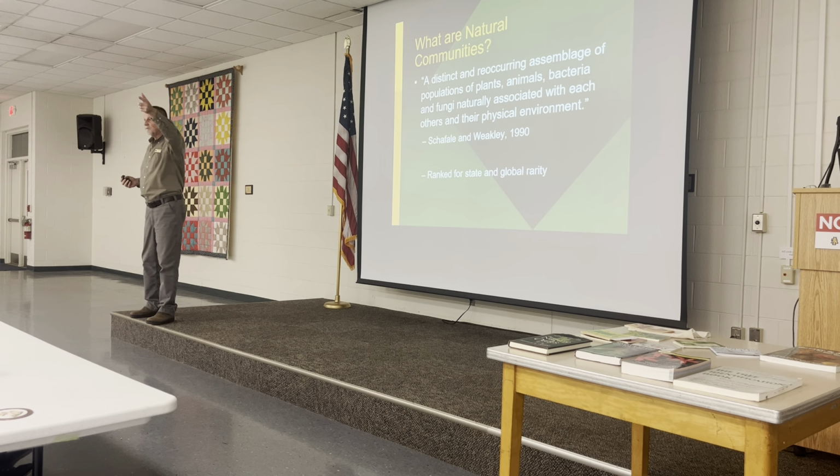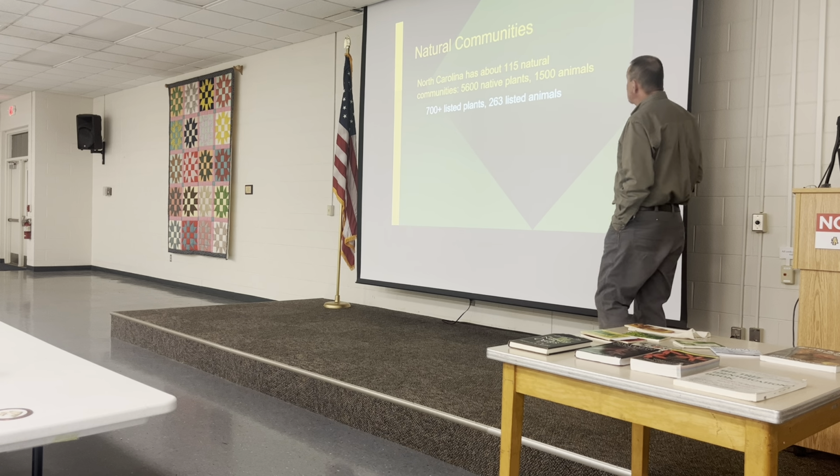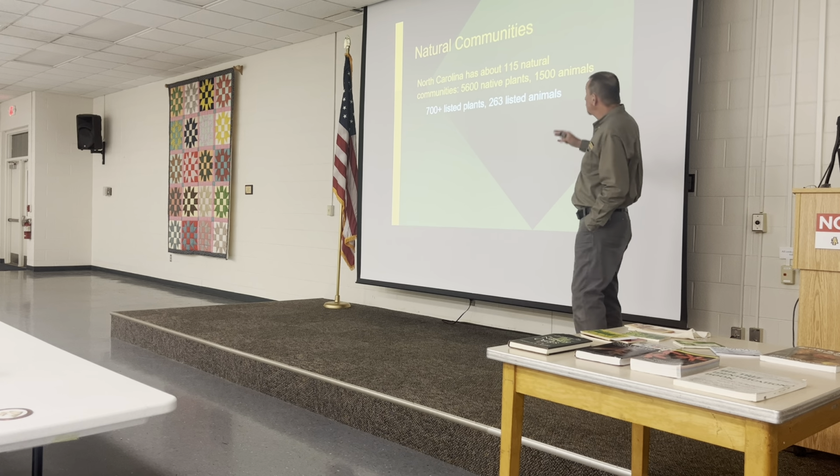So once you know what natural communities are, we can then start thinking about where do we go in the environment to forage for things that occur on the landscape. And it's not like wandering around the grocery store any old where. You're going to find things where they would be growing with the rest of their natural community. So North Carolina has about 115 natural communities. We've got about 5,600 native plants, 1,500 animals. Of our 5,600 native plants, 700 plus now are listed as somehow rare. Almost 300 animals are listed.